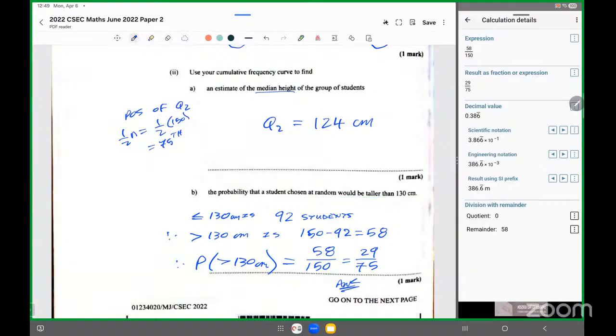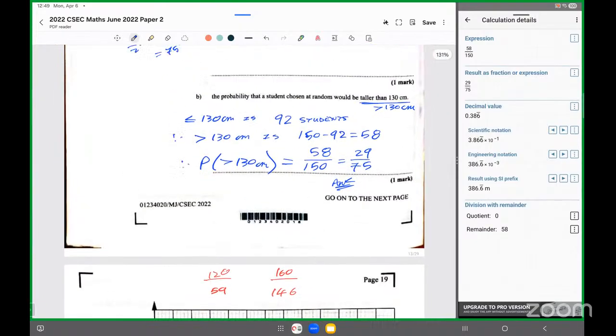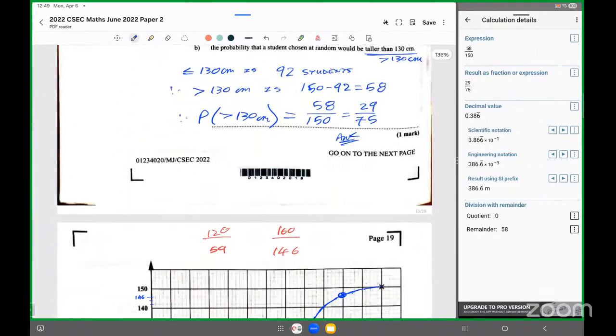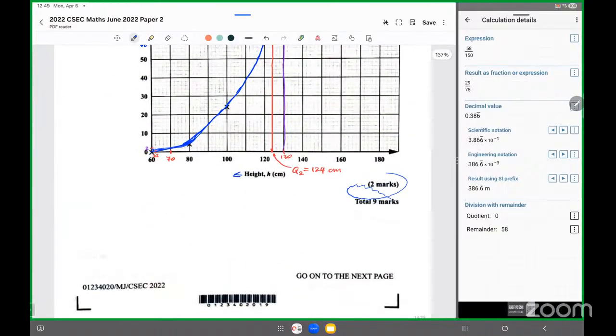So remember, taller than 130 means greater than 130 centimeters. But the graph is showing you less than or equal to 130. So you find how many was less than or equal to, and the rest of them is greater. Let's shift this over. All right, that is that. Question done. 9 marks for that.